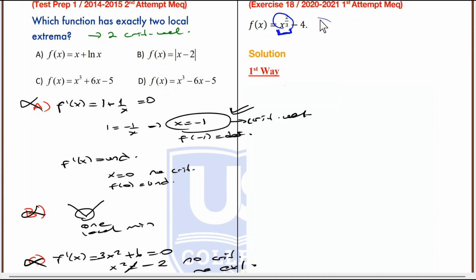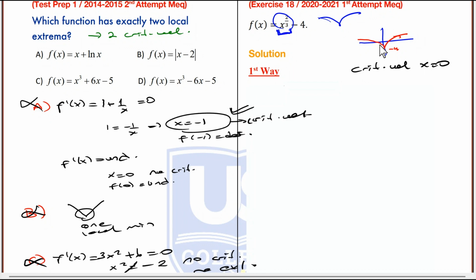You know how cusp functions look like? It's like that, right? Since there's a translation 4 units down, our function will look like this. When you know the shape of the graph, you will save a lot of time. So when you know the shape of the graph is like that, you can immediately tell the critical value. So what is the critical value?